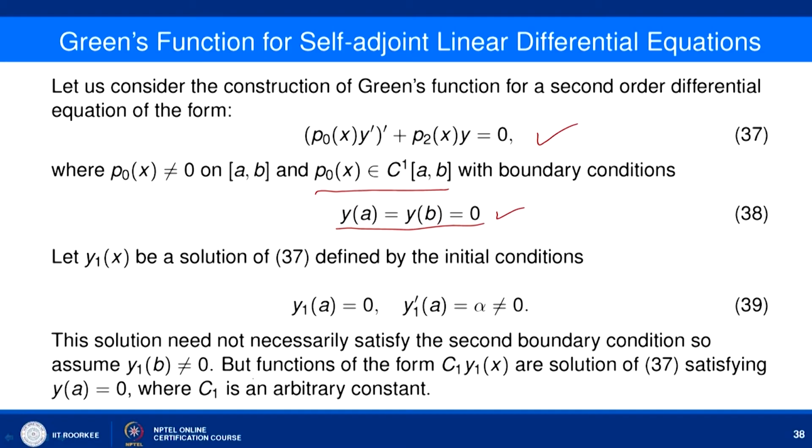But any multiple of this y1 will have this property, that c1 y1(x) is a solution of this equation, that is the Sturm-Liouville equation, and it also satisfies the initial condition, that is y(a) equal to 0. So, any multiple of y1 will have this particular property.